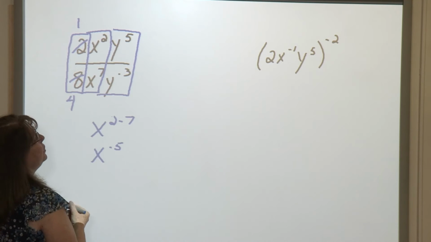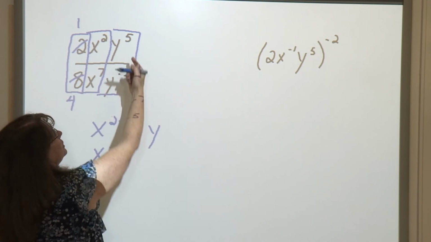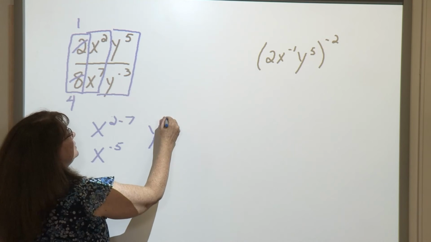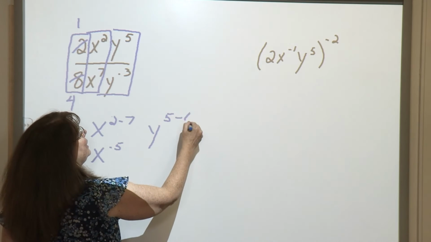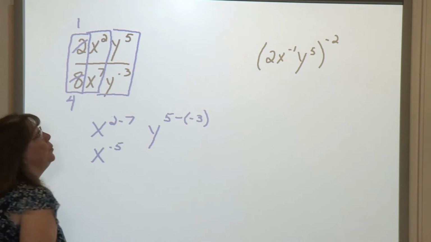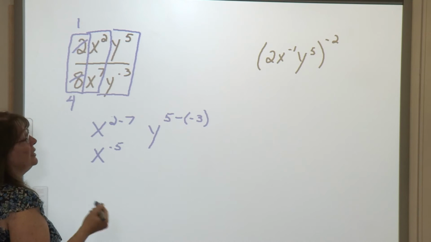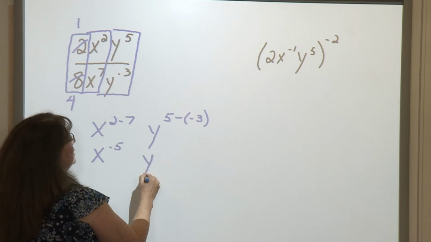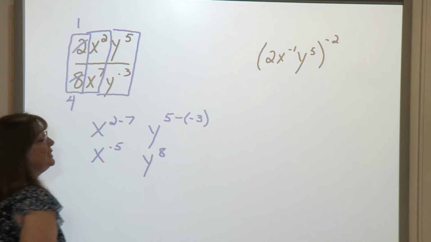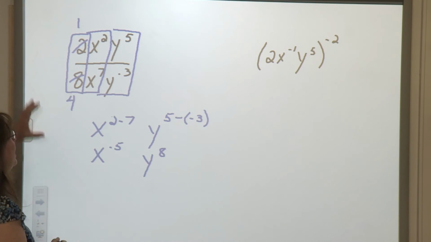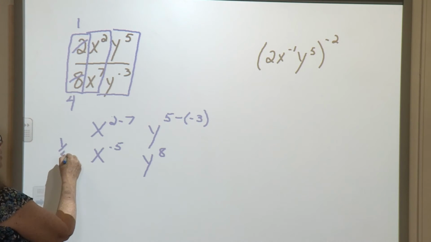Do the same idea with your y's. Again, I have a number on top, and I'm going to want to subtract the exponent on the bottom. Be careful with the negative signs. We have a 5 minus a negative 3. So for my y's, it's going to give me y to the 8th. And I have that fraction 1/4 out front.